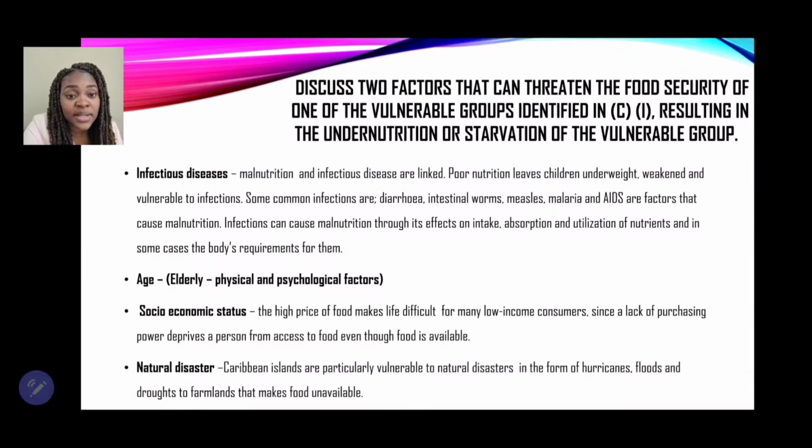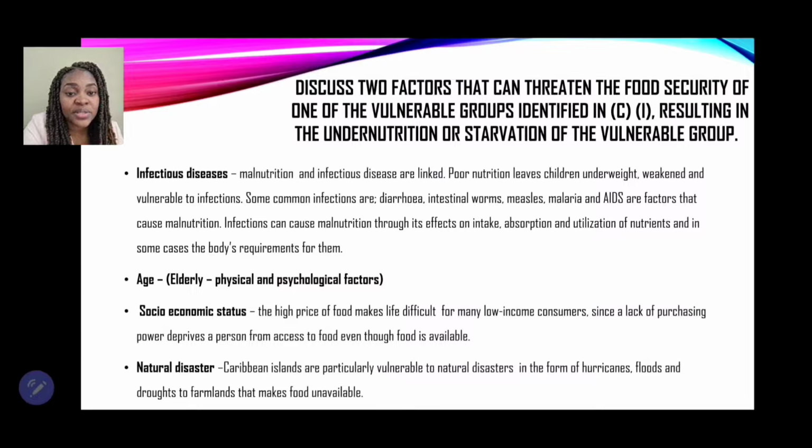Socioeconomic status as well. The high price of food makes life difficult for many low-income consumers, since a lack of purchasing power deprives a person of access to food even though it is available. So when we have access to food and it is available, that is very good. And we speak of food security too.